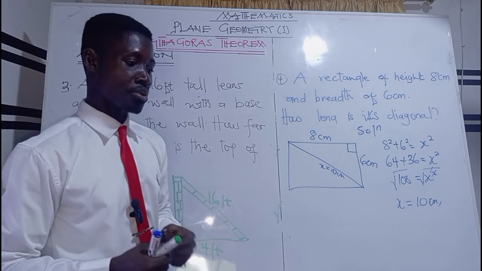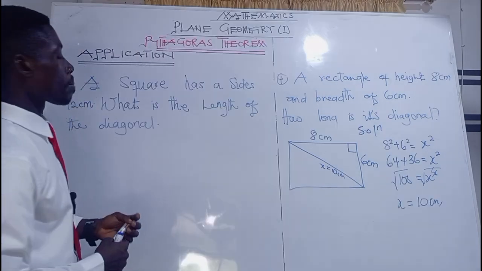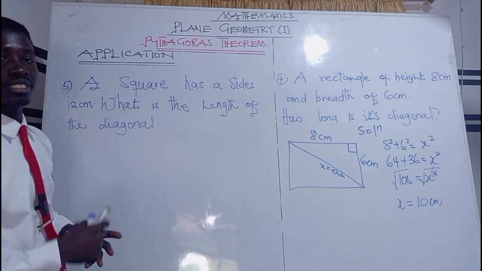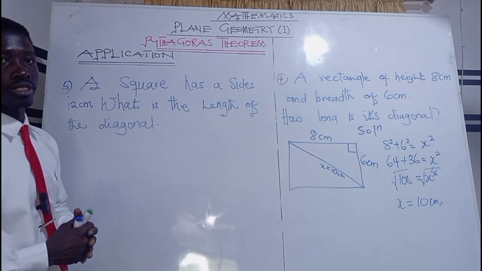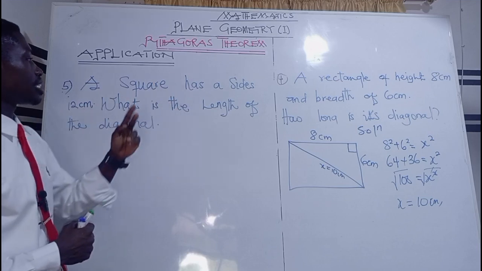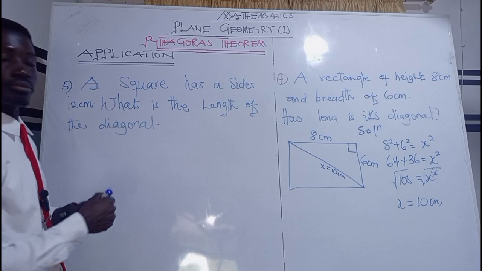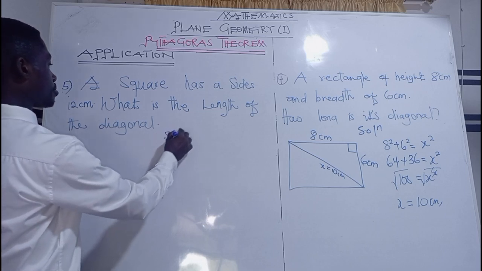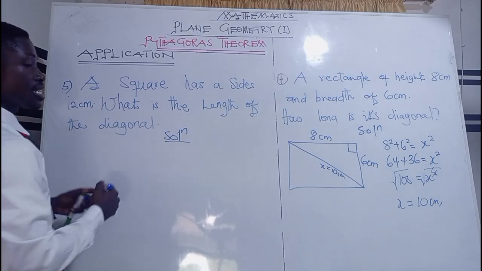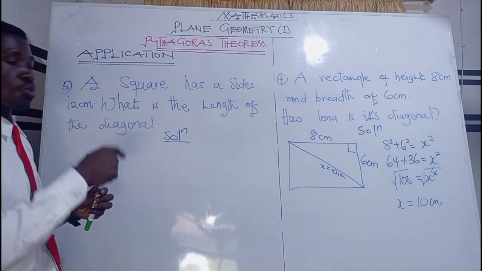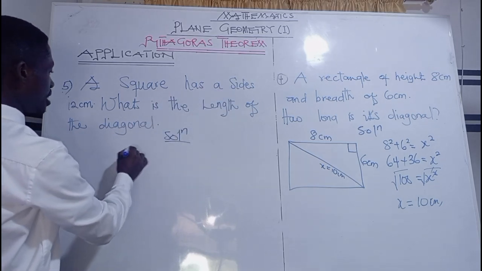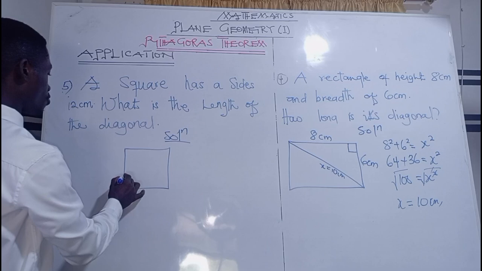We take the next example. So this is our fifth example. Let's try our hands on it. You can pause the video and then solve it. A square has a side of 12 centimeters. What is the length of the diagonal? So a square is a plane figure with all the sides being equal. So if a square has a side of 12 centimeters, that means that all the sides are 12 centimeters.